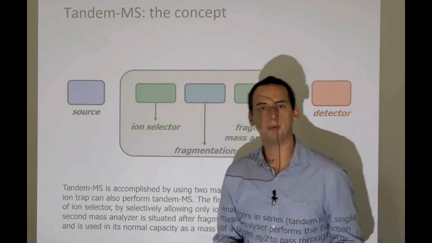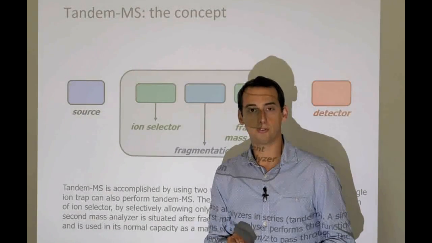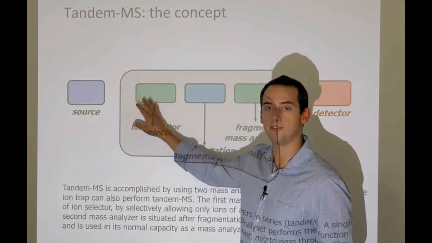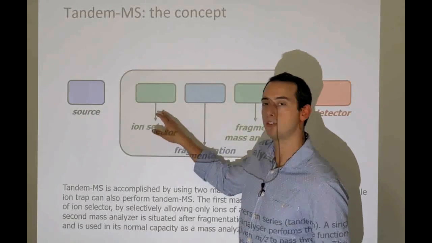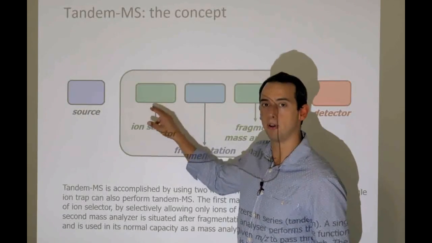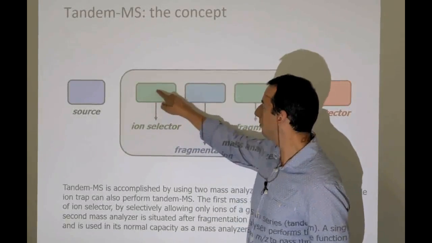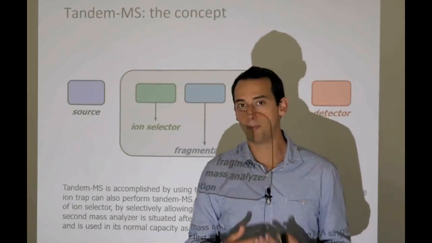Now you may remember when we talked about analyzers that there was one analyzer which was particularly well suited for this, and that is the quadrupole. So very often this ion selector is in fact a quadrupole. If you will recall, the quadrupole throws every mass over charge out that does not fall within a very limited range that is definable, and only this mass over charge will have a stable trajectory and will make it through the quadrupole.